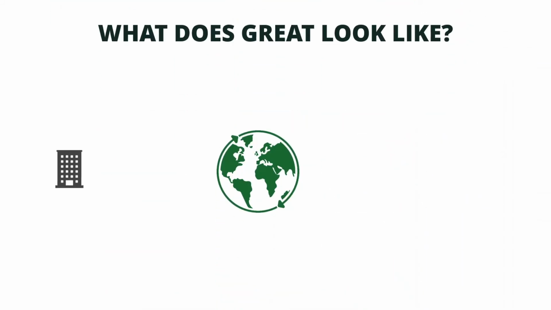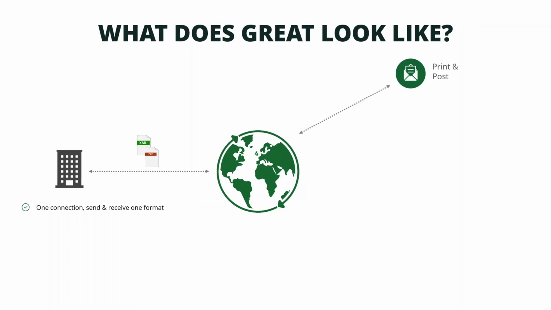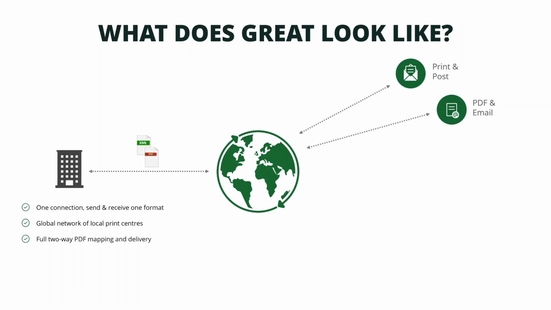So what does great really look like? Well, we'll manage one single connection between your ERP and the Pagero Global Business Network. That means that you'll only have one single connection and one format to reach your entire global trading community. You can then take advantage of our local global print centers, meaning you can arrange a single consolidated price while maintaining superior SLAs, quality, and print management services. You can then use that same connection to manage your entire outbound email and PDF flows, including actually being able to manage orders on the way in.